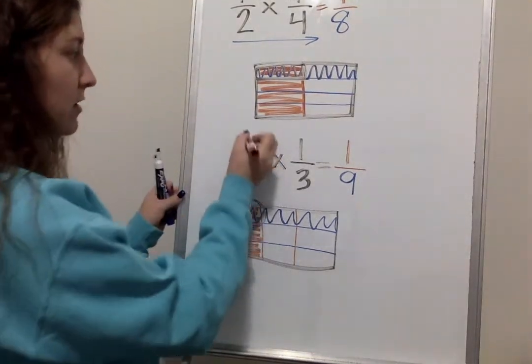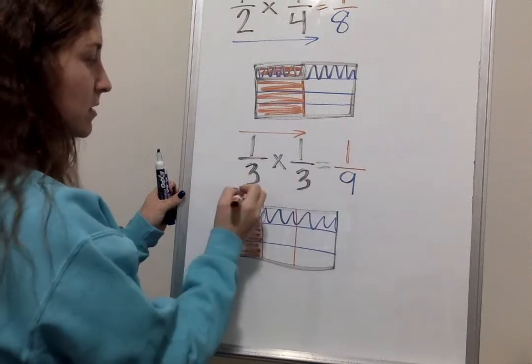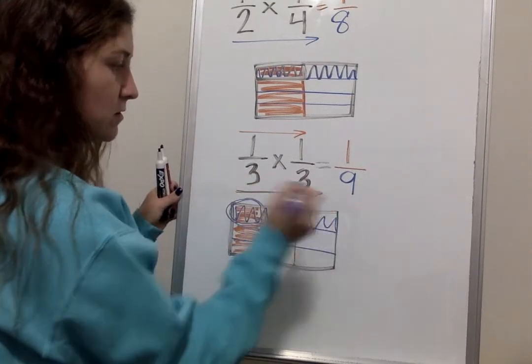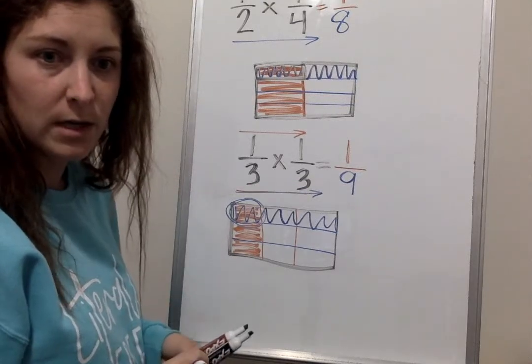If I follow standard algorithm, 1 times 1 is 1. 3 times 3 is 9. Should have used blue, sorry. So therefore, I would get 1/9.